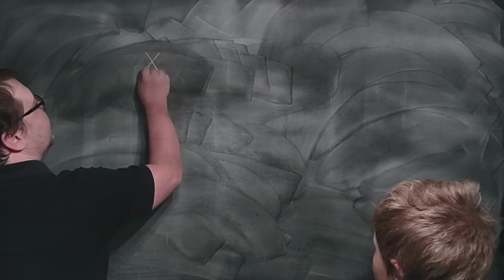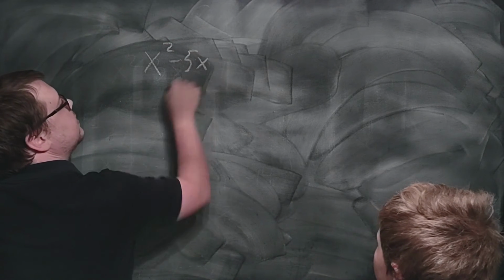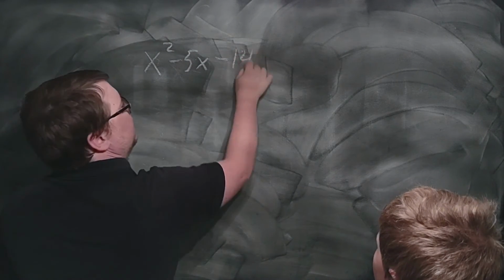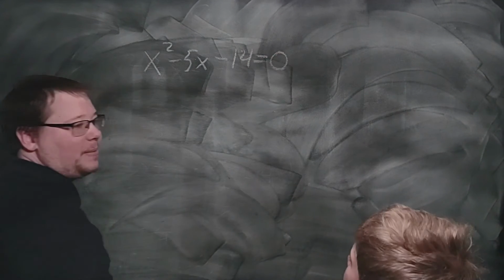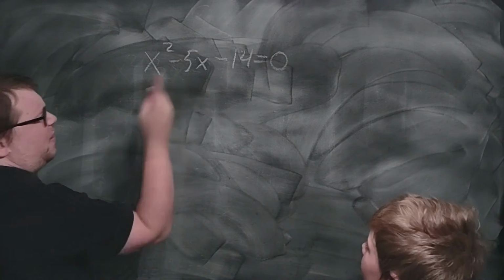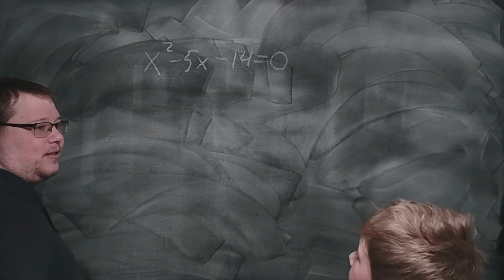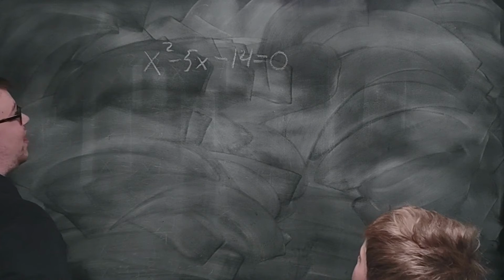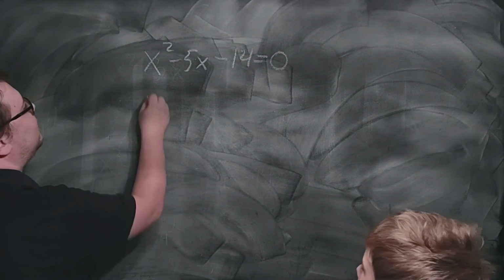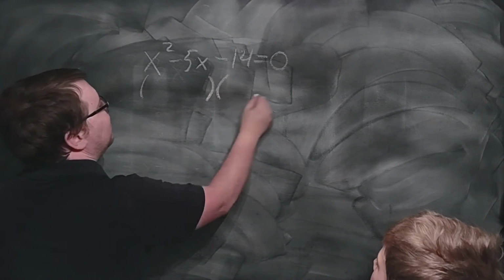Okay, how about we solve x squared minus 5x minus 14 equals 0. We're going to see how many different ways we can find to solve the same equation. What way should we start with? Factoring. Awesome. Okay, how do we factor it? Double bubble. Okay.